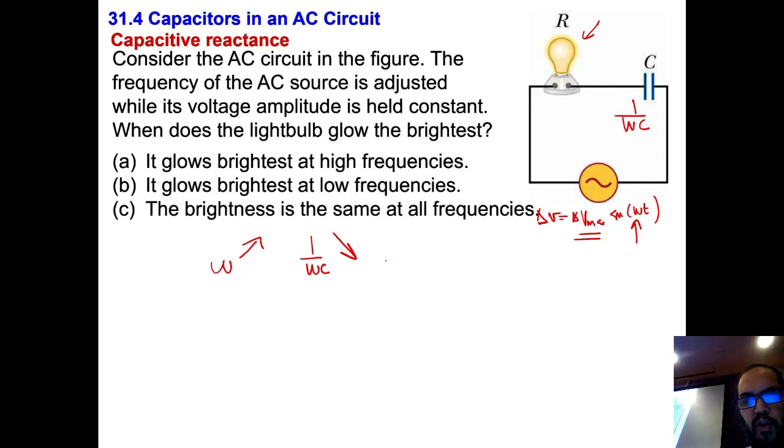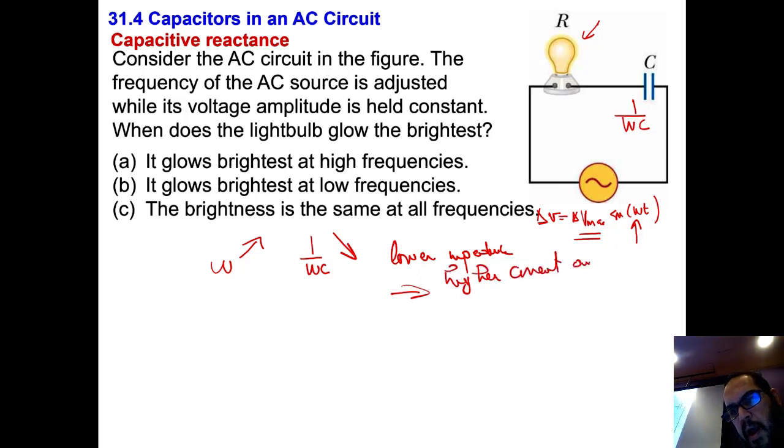So the impedance is low. So lower impedance means we have higher current amplitude, we should say. And since we have higher current amplitude, the lamp will be glowing brighter.